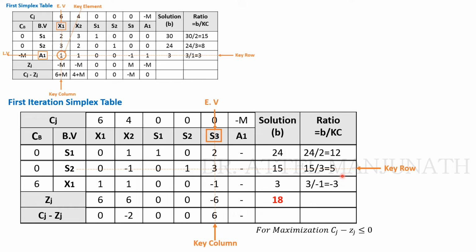So here the positive least value is 5, so this row becomes the key row. Whatever S2 is there becomes the leaving variable for the next iteration, and the intersection of the key column and the key row, this element becomes the key element for the next iteration. Now consider this first iteration table for calculating the second iteration simplex table.